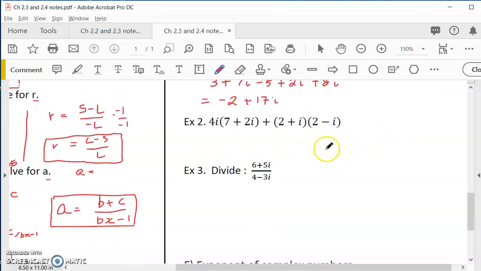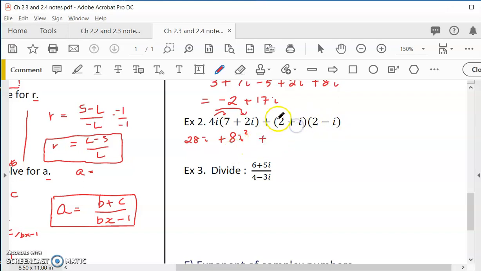How do you multiply? So here I have an expression of complex number 4i, which is a complex number multiplied to 7 plus 2i. I also have two complex numbers that consist of real and imaginary, and they are multiplying together. So I'm going to multiply this by distributing. So 4i times 7 is 28i. 4 times 7 is 28. Plus 4i times 2i would be 8i squared, right?